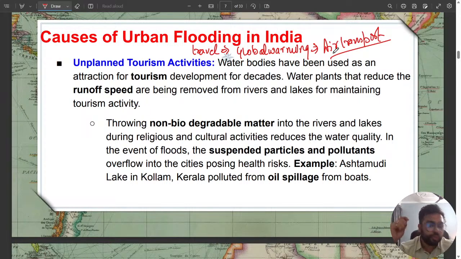Throwing non-biodegradable matter into rivers and lakes during religious and cultural activities is also one of the causes of water pollution. Like Animesha, you were talking about this, how water pollution can be a cause of floods, because it will change the course of the rivers. It will change the resistance in the river. It will hinder the velocity of the river. And this is why it will result in urban flooding.